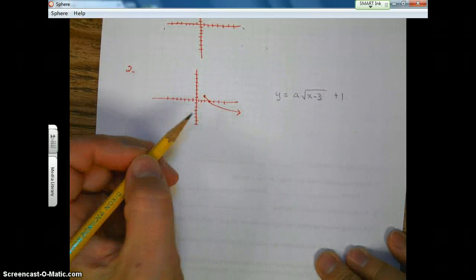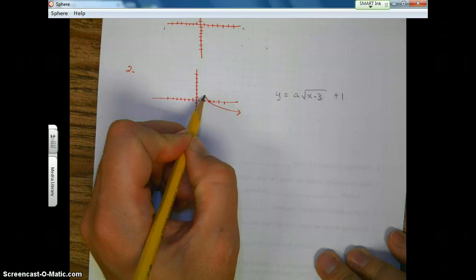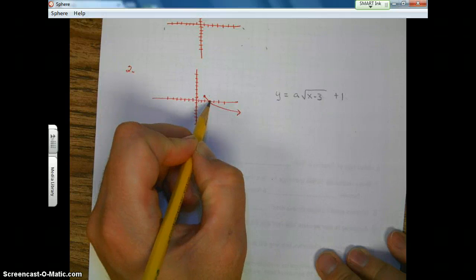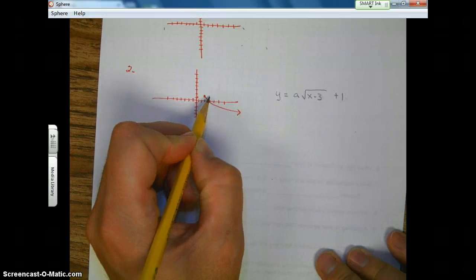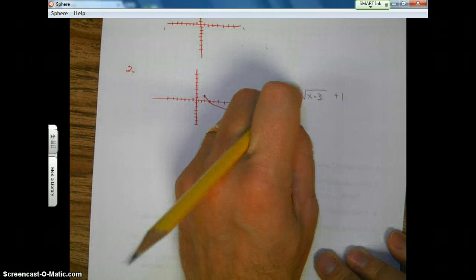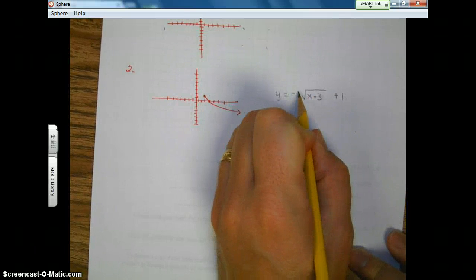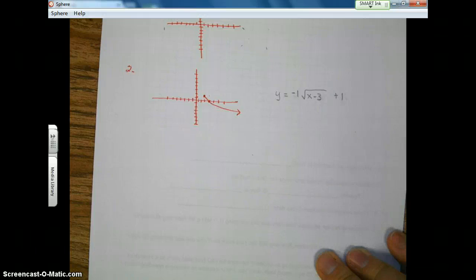Now to determine the a value, we go over 1 unit and then we count to the graph. 1. So our a value is 1 and it is down 1, so it's going to be negative 1. We have a reflection over the x-axis. Okay? Hopefully you got that answer.